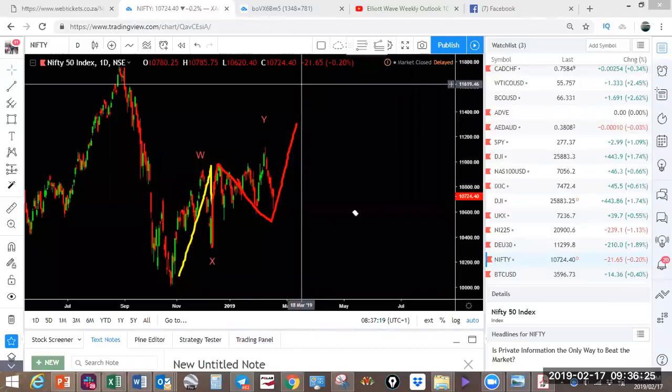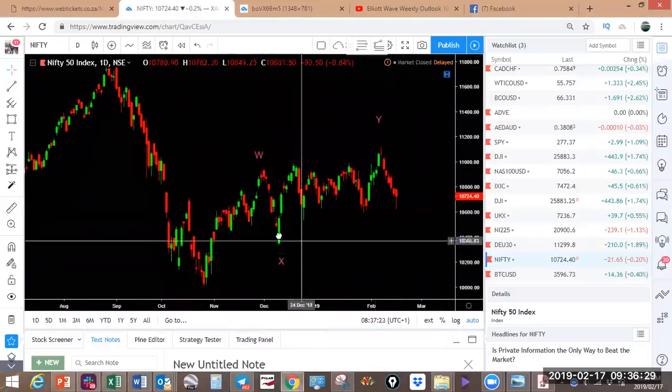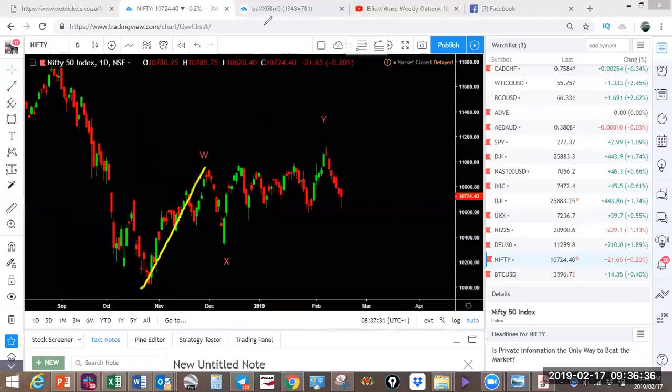Okay, let me do it again. Make it bigger so it can be clearer. So the Nifty, sorry, not the Nikkei. Move up, correction, and a move up is what we're expecting.